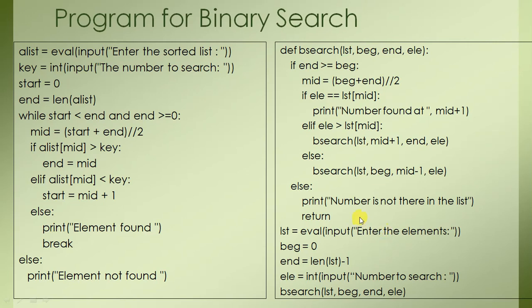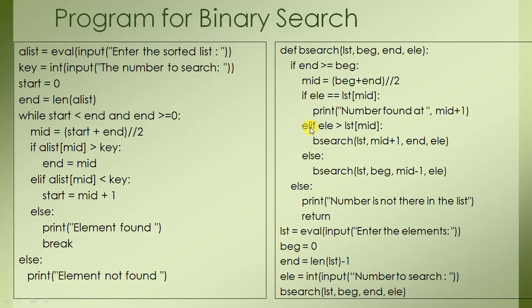Now we move to the function itself. Here we check if end is greater than or equal to beginning, meaning unless the two values, end and beginning, coincide, you keep on searching. What you do is the same thing that you did in the iterative approach. You get the half, beginning plus end upon 2, using floor division so that you get an integer value. You check if the middle element is the one that you are searching, you will print number found. Okay, so this is the base case.